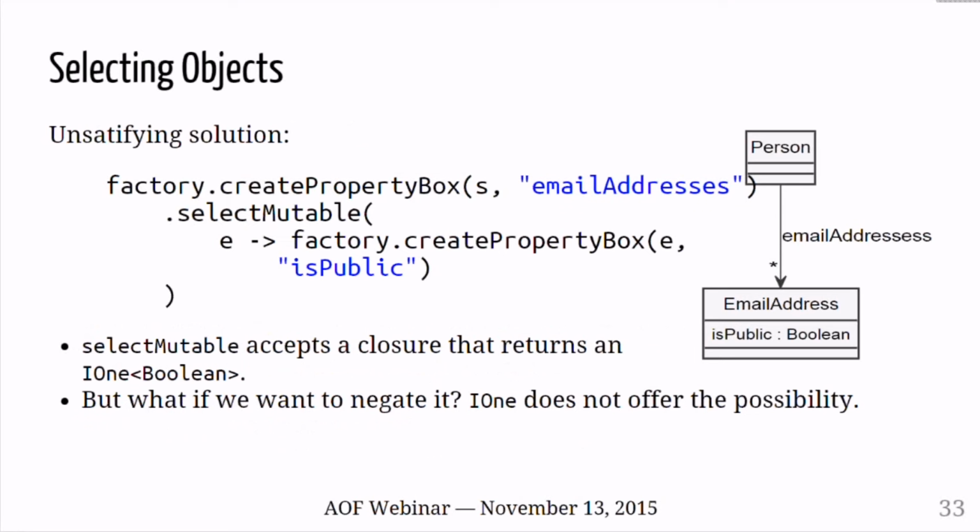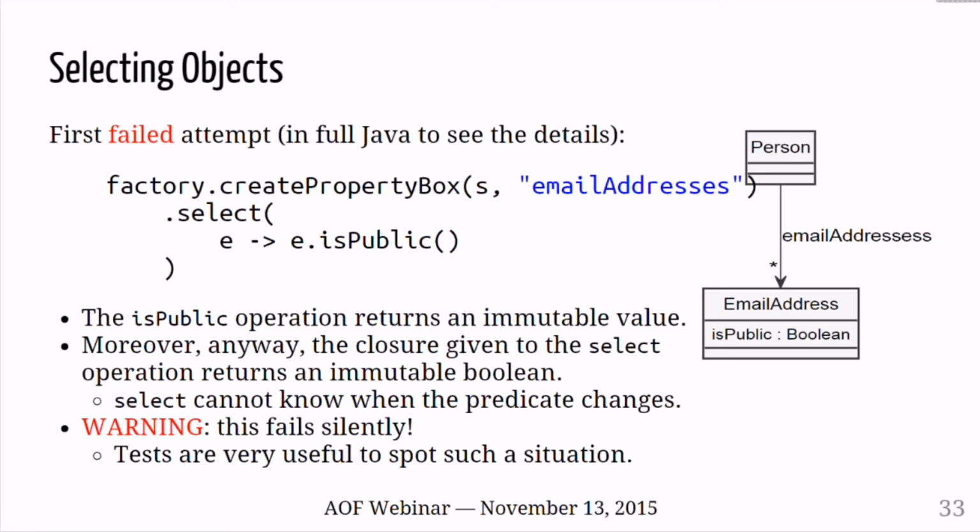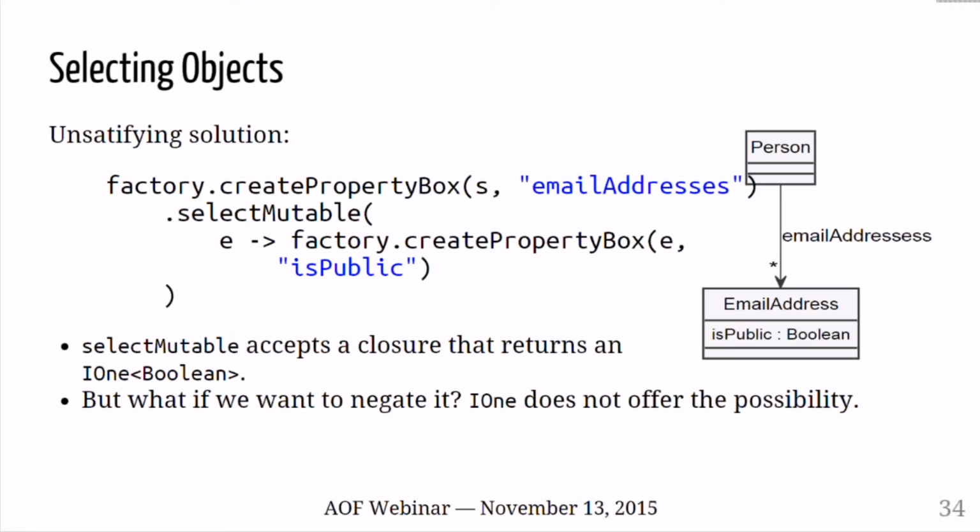So another solution, which, well, actually this one is not a solution, but a solution is, of course, to use this create property box method that we have seen earlier, because it will return a box of Boolean. But then, of course, we need to use a different version of select, because select, as I said earlier, expects its predicate to return a Boolean. So here we need a mutable version of select that expects its predicate to return a box of Boolean.